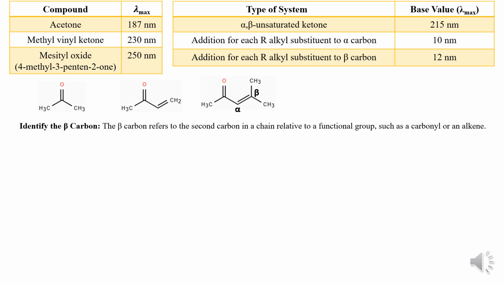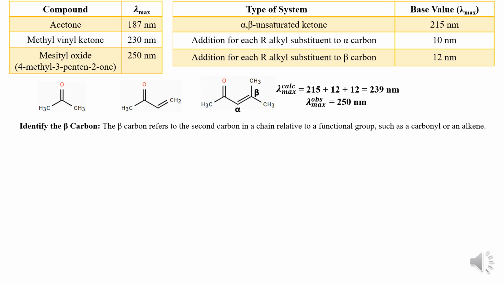So what is base value? Now base value is nothing but a numerical value assigned to a conjugate system, which is an alpha beta unsaturated ketone. And when you observe the structure of mesityl oxide, you find that in addition to the presence of the alpha beta unsaturated ketone system, there are two alkyl groups. That is two methyl groups covalently bonded to the beta carbon. So an additional increment value of 12 is given for each methyl group covalently bonded to the beta carbon.